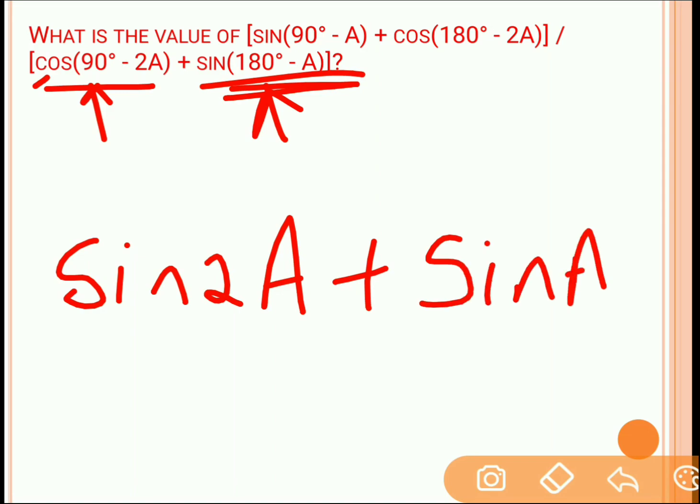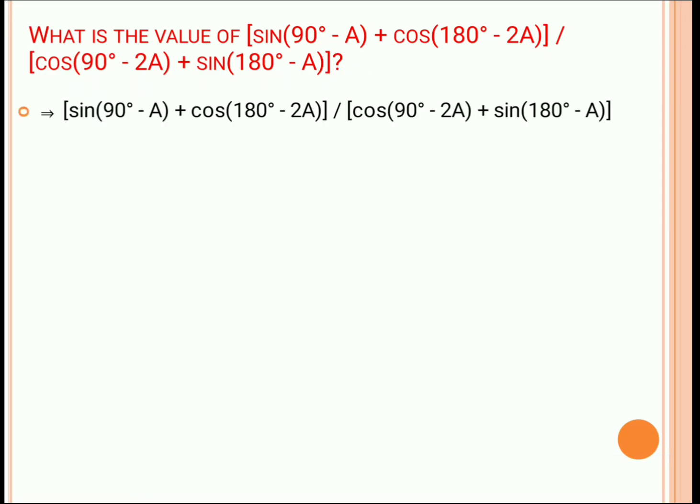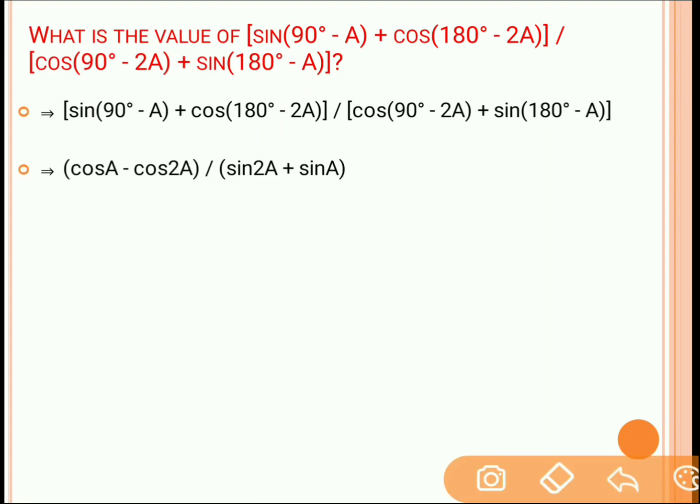Sine a. So simplifying the expressions, we can say that the numerator and denominator are converted into cos a minus cos 2a upon sine 2a plus sine a. Now further we need to resolve this equation. Now you can say that these are two trigonometric functions in subtraction and two trigonometric functions in addition. So we need to convert sum to product.